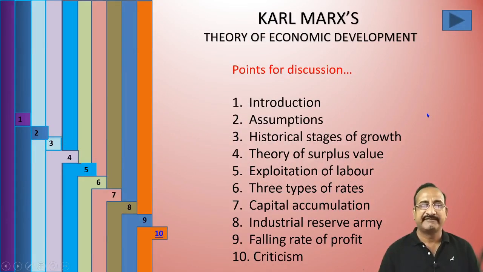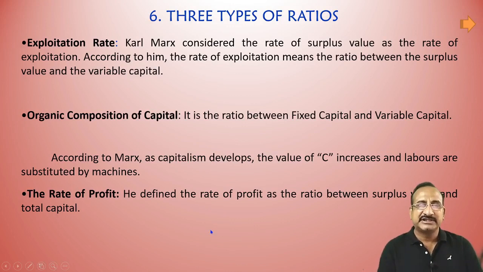After exploitation of labor, let us move to another concept, that is three types of rates as explained by Karl Marx in his 4 volumes of Das Kapital. So let us move to slide number 6. The first ratio that has been explained by Karl Marx is the exploitation rate. Karl Marx considered the rate of surplus value as the rate of exploitation, as we discussed earlier.